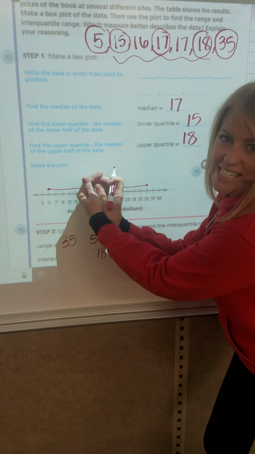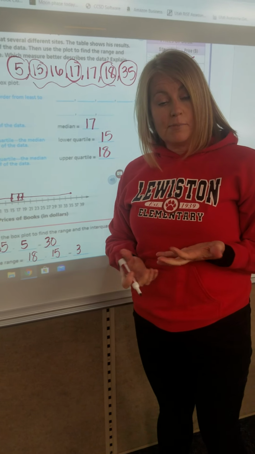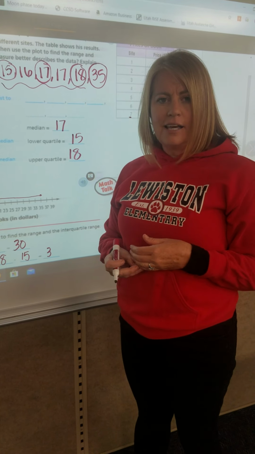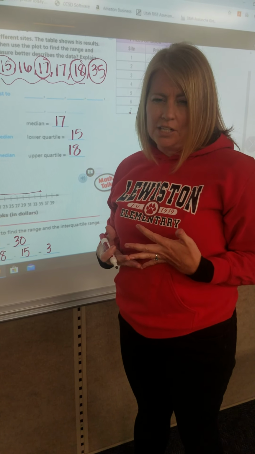That box plot is tiny, scrunched. And then when people go to that website, they're going to see, oh yeah, these books are about $15 to $18. So we would want to use the interquartile range because of that.